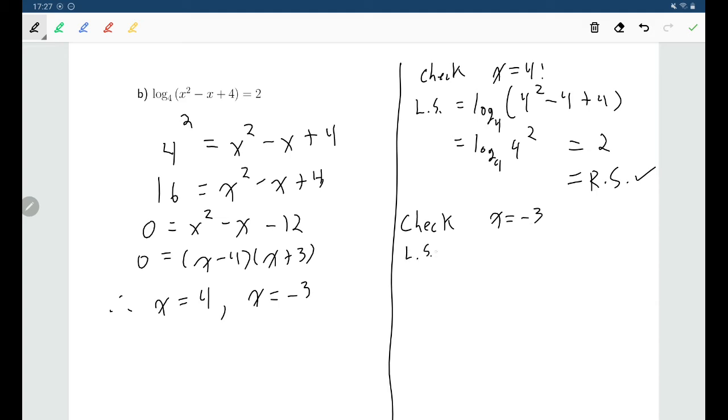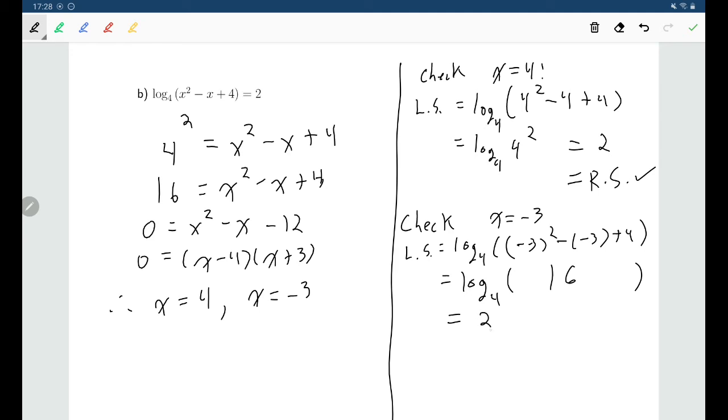And we can check the same thing out with -3. So the left side, we would have log base 4 of -3 squared minus -3 plus 4, which, if we're calculating that out, that would be 9 plus 3 plus 4, which is 16. So we've got log base 4 of 16, or in other words, 4 to what power gives you 16? And the power is 2, which again, that's the right side of your equation.